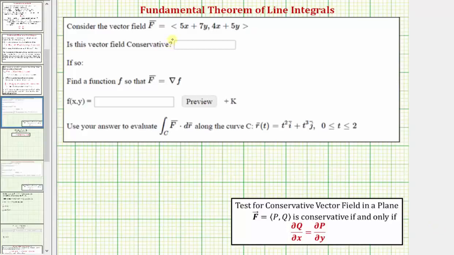We're given the vector field F and asked to determine if the vector field is conservative. If it is conservative, we want to find a function little f so that the vector field F equals the gradient of little f, meaning f of x comma y would be the potential function. And then if we can find this, we want to use it to evaluate the line integral along the curve C of F dot differential r using the fundamental theorem of line integrals.